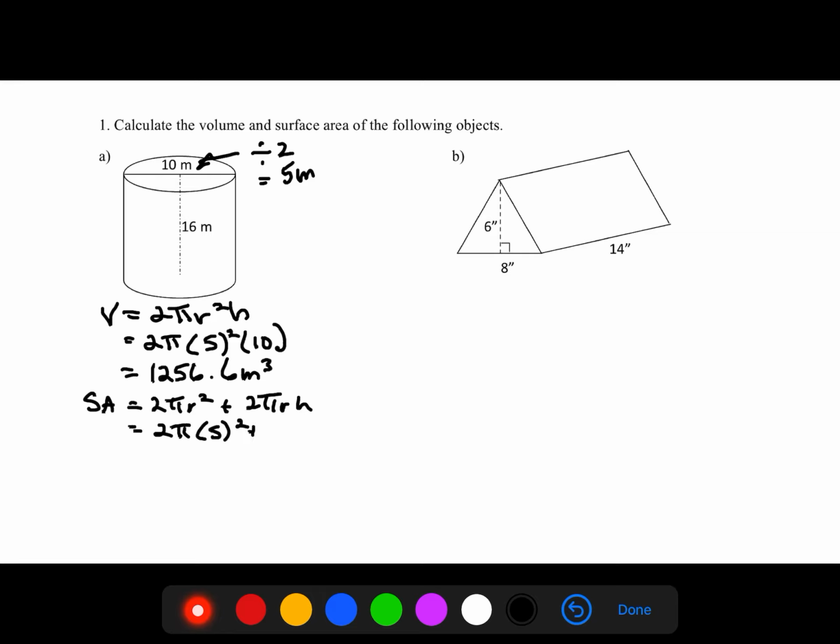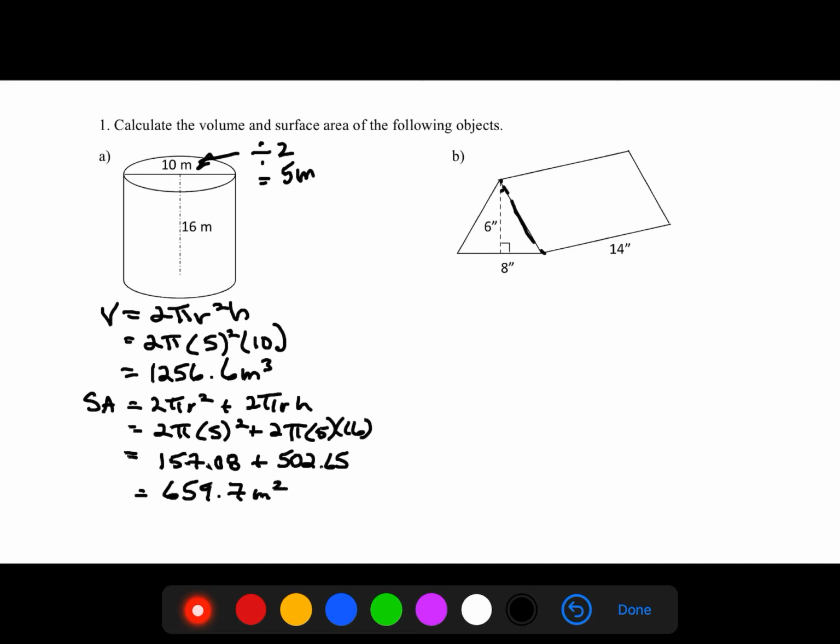Now, our surface area, starting with our formula, we're going to have 2 pi r squared, our two circles, plus 2 pi r height. Again, subbing those numbers in, the same numbers. This time we have our height of 16. And simplifying, our first part is going to be 157.08. Last part, 502.65. And when we add those numbers together, we get 659.7 square meters. Again, area, square units.